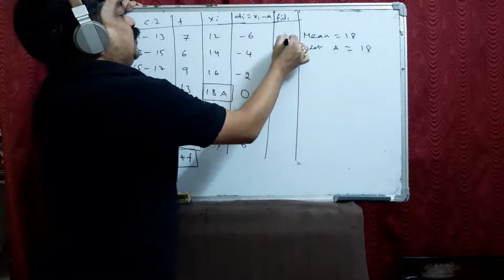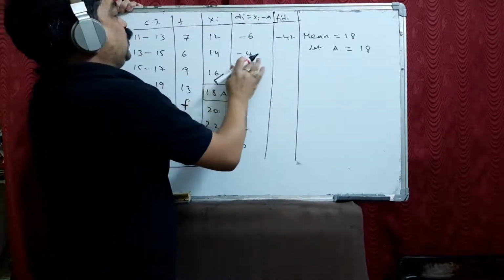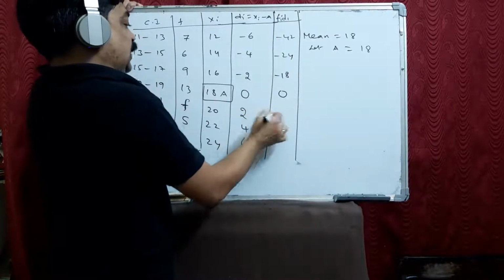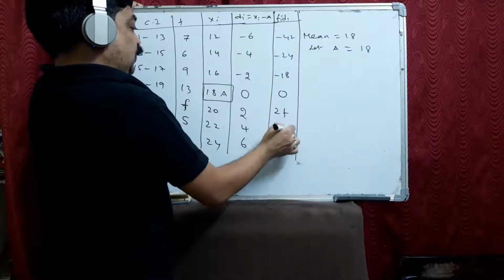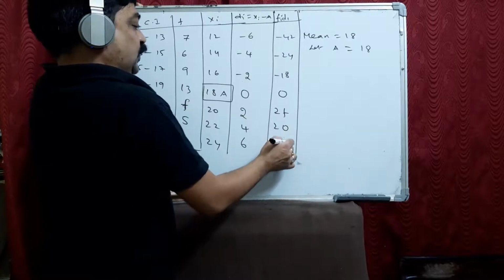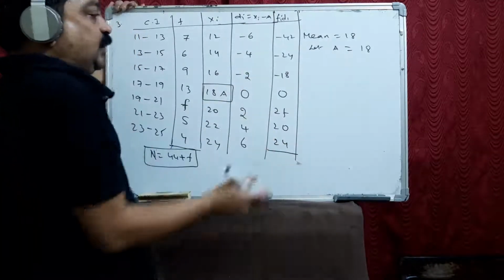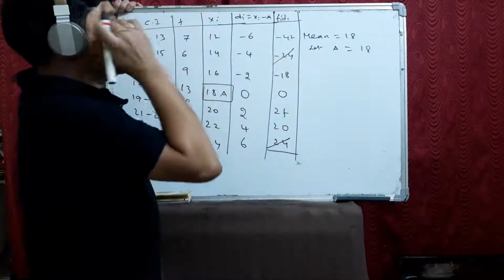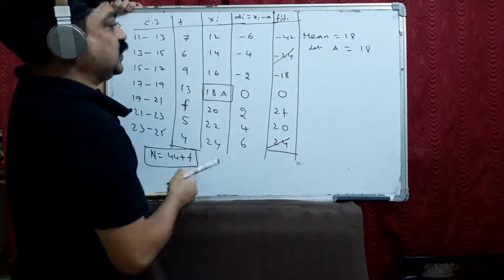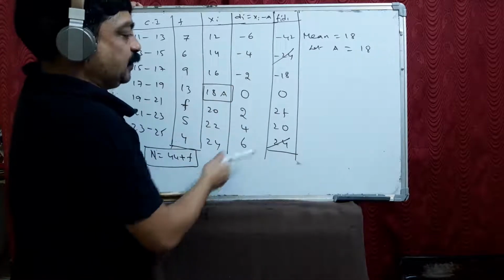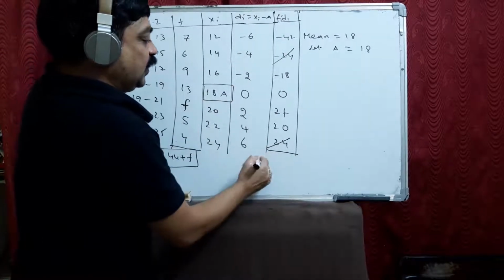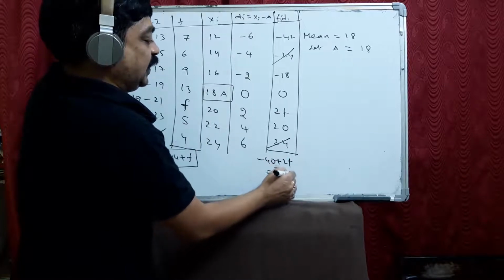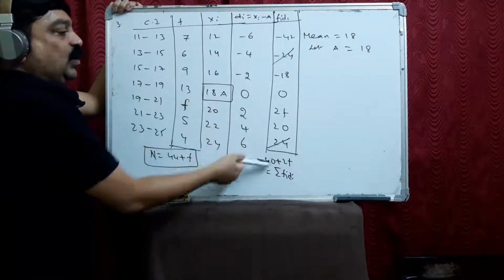7 into minus 6 is minus 42. 6 into minus 4 is minus 24. Minus 18. 0. 2f. 20. 24. So when you add all these, what happens? First, minus 24 plus 24 gets cancelled. Let us add the negative values first. This becomes minus 60 plus 20. It becomes minus 40 plus 2f, which is sigma fi di, when you add all this.